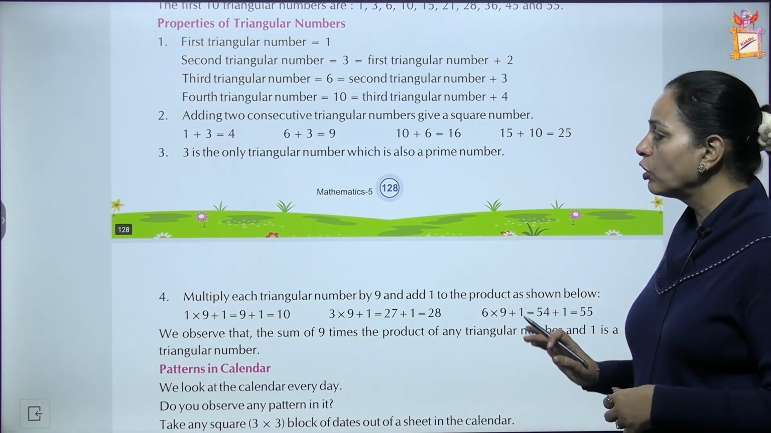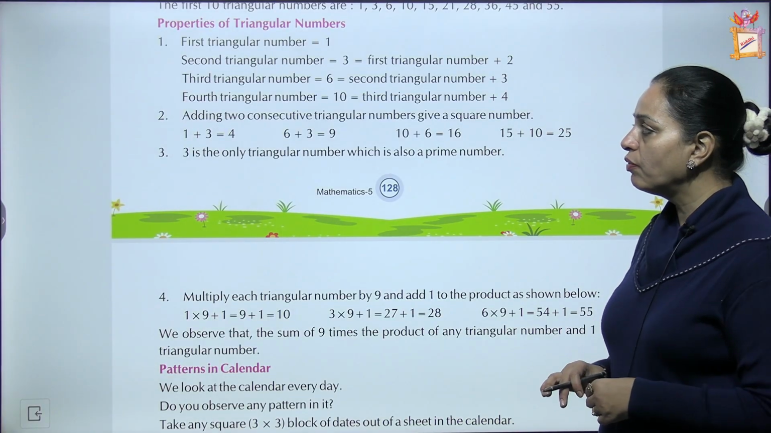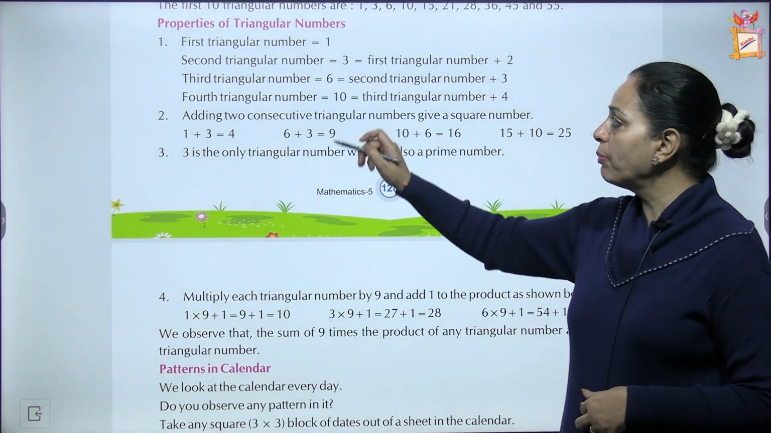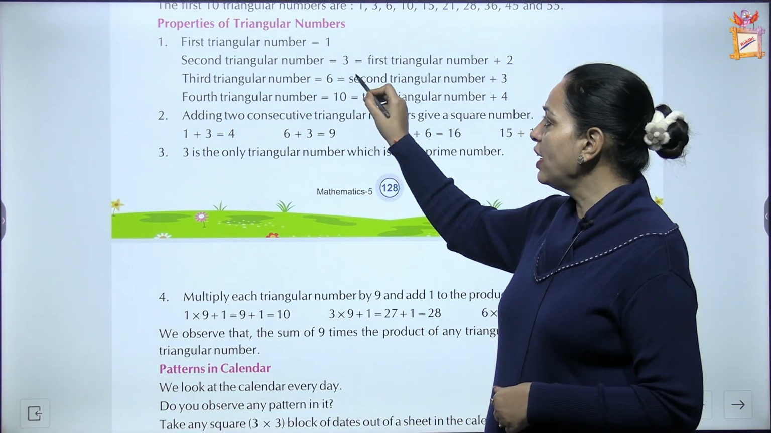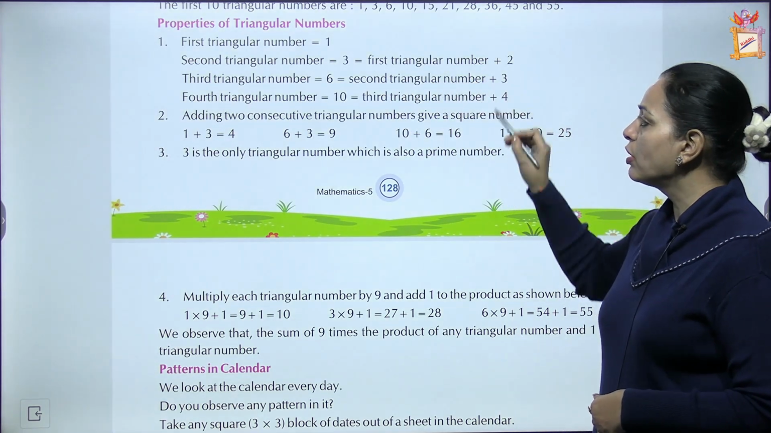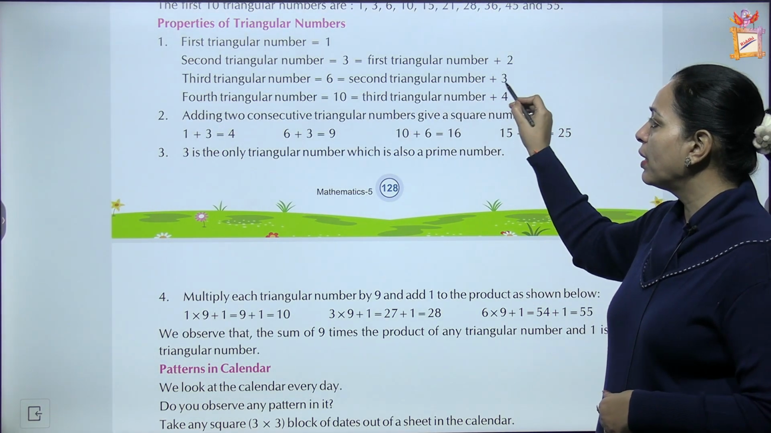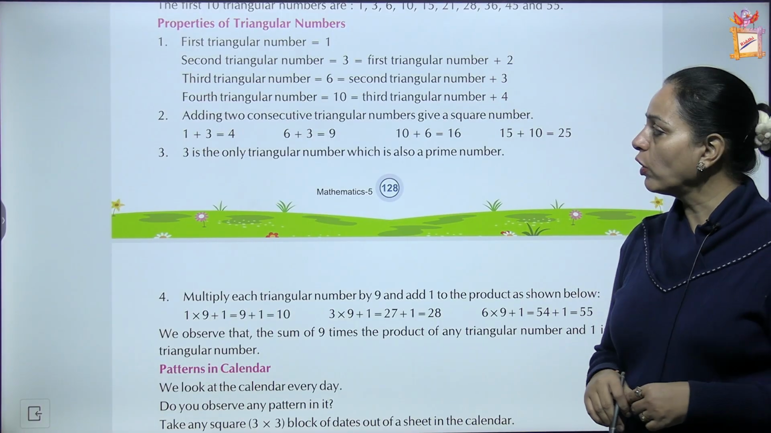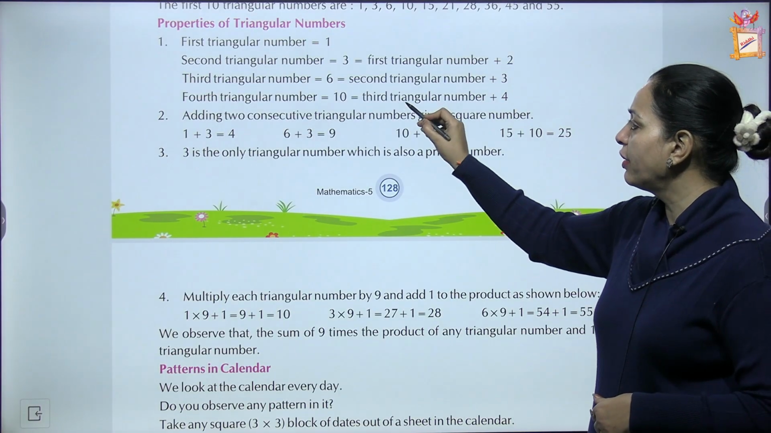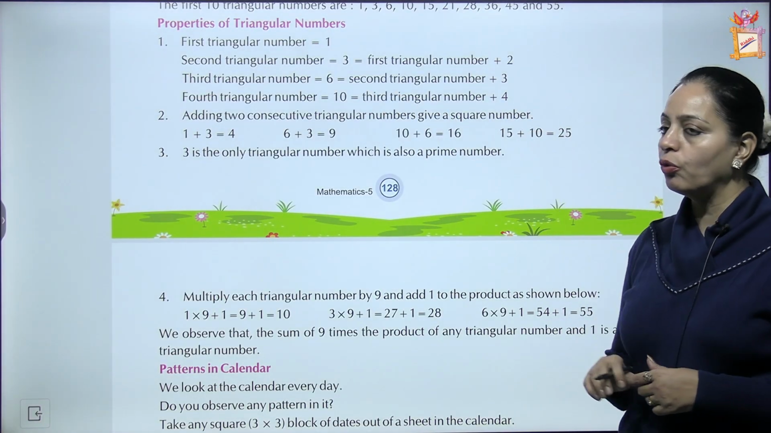Now we are talking about the properties of triangular number. The first one, first triangular number is 1. Second is 3, yani first triangular number plus 2. Third is 6, yani second triangular number plus 3. Fourth triangular number is 10, means third triangular number plus 4.